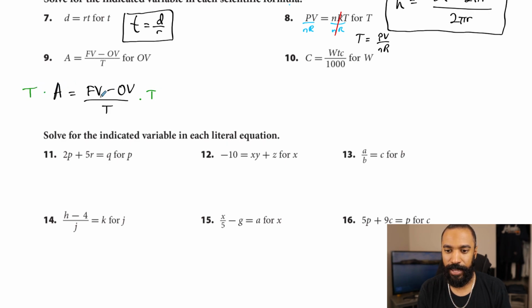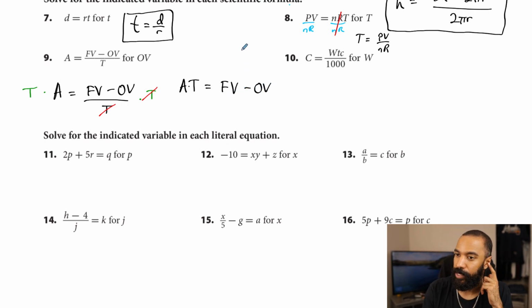If t is dividing among these guys right here, you multiply by t, so t over t gives you that 1. It's gone on the right expression, and it exists on the left expression multiplying with a. I'm going to go ahead and put a first just for alphabetical purposes. So a times t equals fv minus ov. OV is still on the side of the equation with the FV right here. FV is positive. You could say it's subtracting out OV.